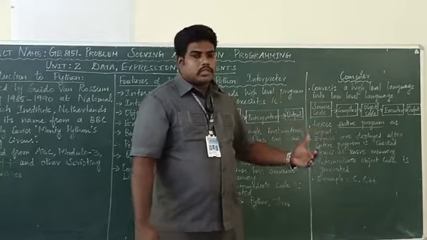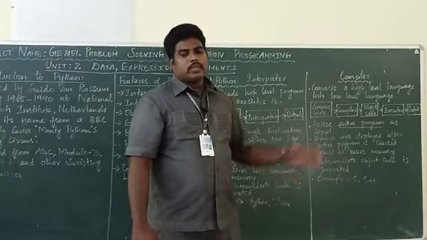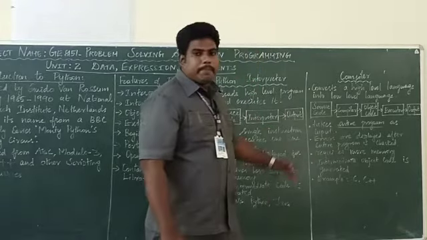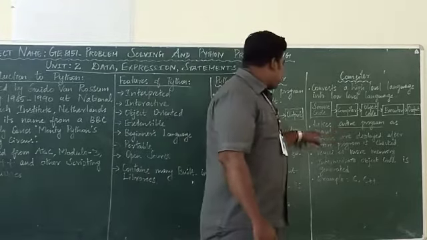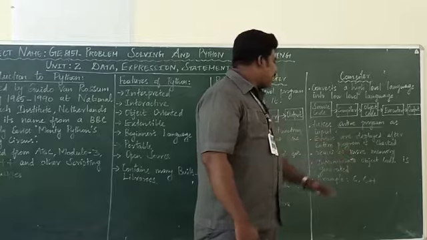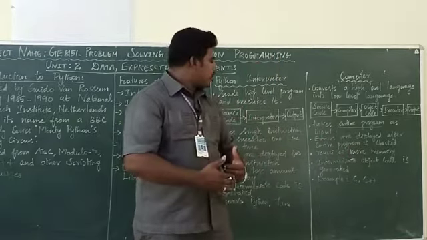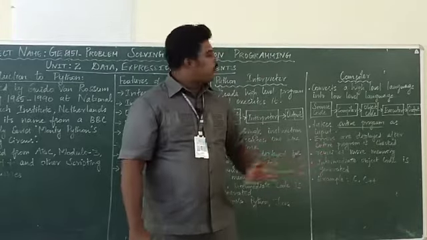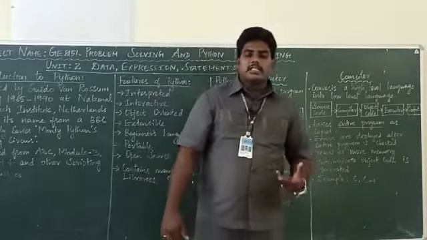Whenever an error occurs, it will display the error. But the whole thing will be compiled. Okay. So it takes the entire program as input. Then errors are displayed after the whole program is checked. Here an intermediate code will be generated. The example of a compiler is your C++.